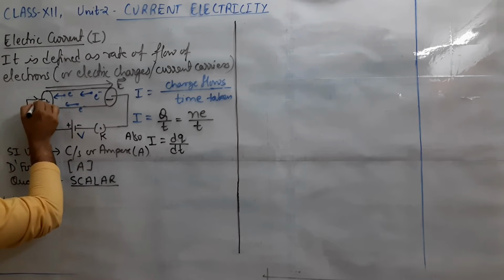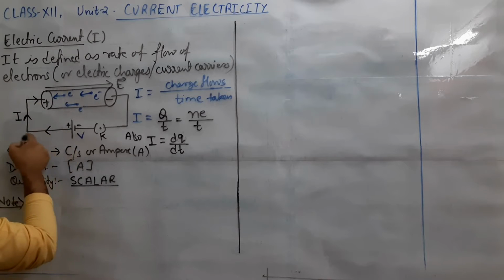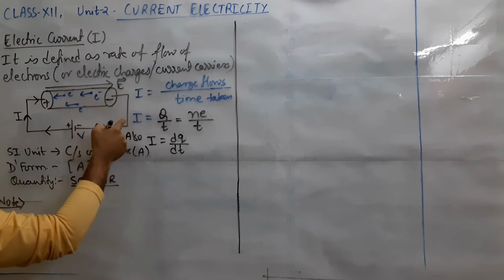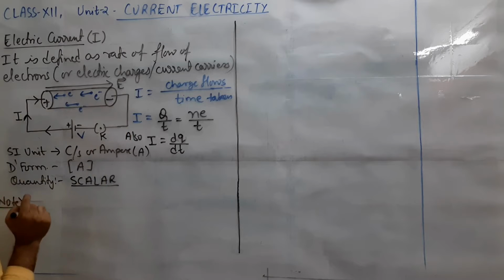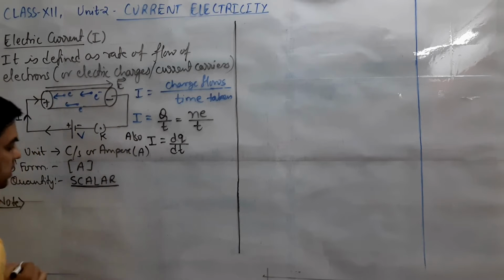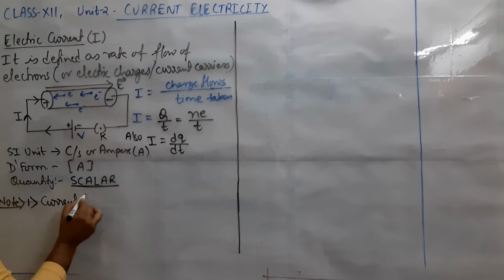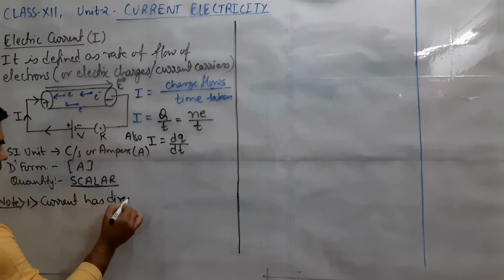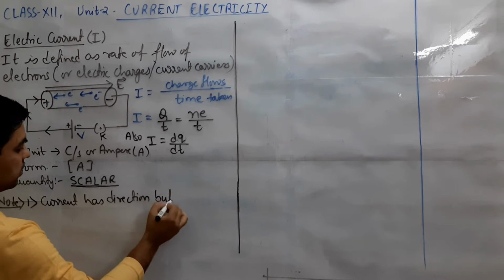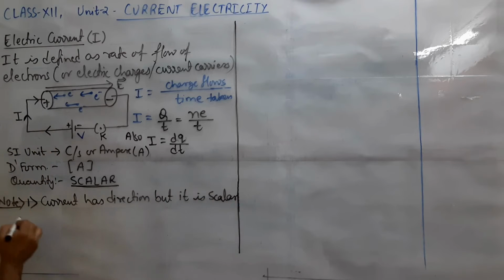It is always direction wise, starting from the positive terminal of the cell and moving towards the negative terminal of the cell. So this direction we represent here, but still we consider it as a scalar quantity. So why is it so? For that we have a very important note. Current has direction, but it is scalar. Why?